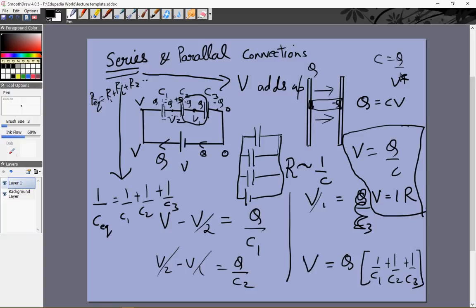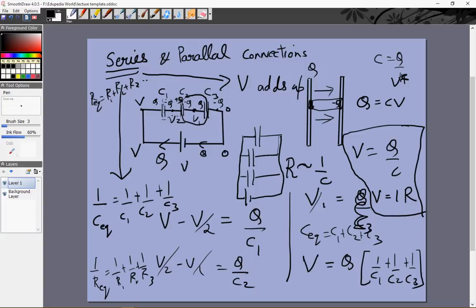Right? So what is for parallel cases resistances? The equation is 1 by R equivalent is equal to 1 by R1 plus 1 by R2 plus 1 by R3. So from that, we can deduce that if we were to take capacitors in parallel, then 1 by R would behave like C, and the equation would be C equivalent is equal to C1 plus C2 plus C3. And we'll prove that in a minute, that it indeed is true.